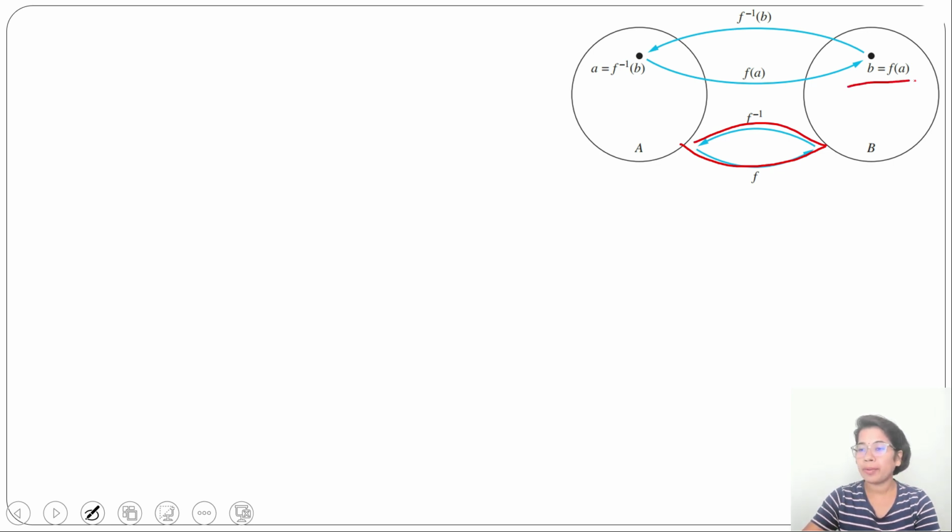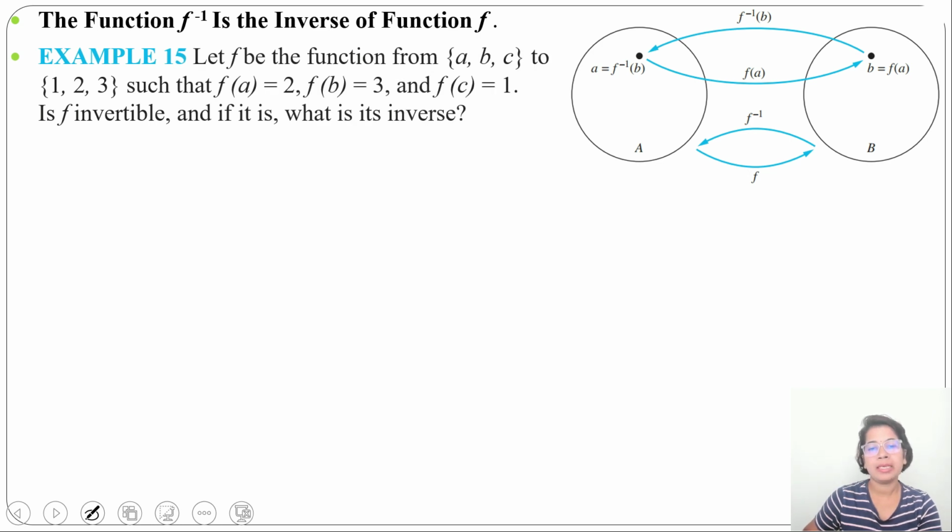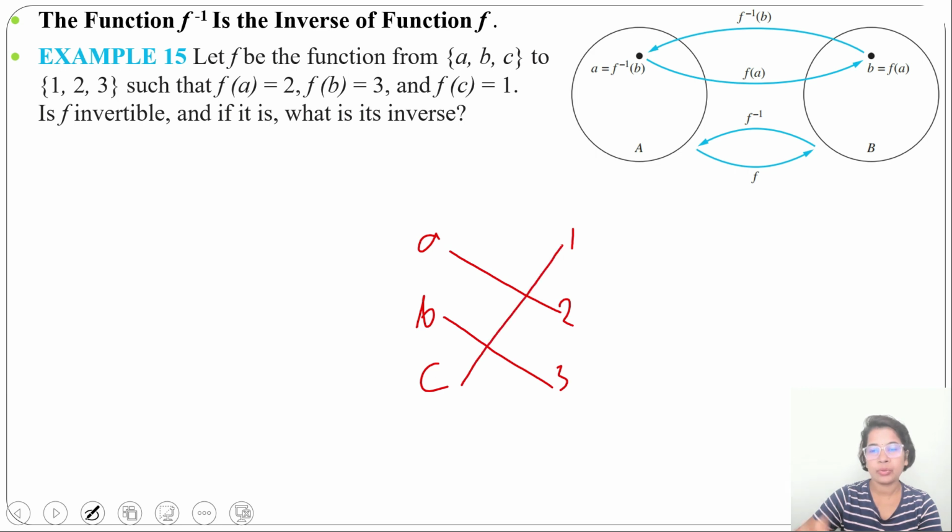We can say f of A equals B, then f inverse B equals A. It's just the opposite of the function. Let's see one example, Example 15. Let f be a function from {a, b, c} to {1, 2, 3}. One set contains a, b, c. Another set contains 1, 2, 3. Now f of a equals 2, f of b equals 3 and f of c equals 1. Is f invertible, and if it is, what is its inverse?